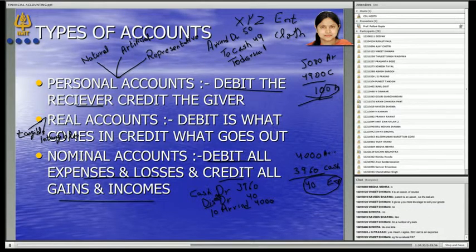Example of a natural personal account: Vineet's account, Shweta's account, Naveen's account.